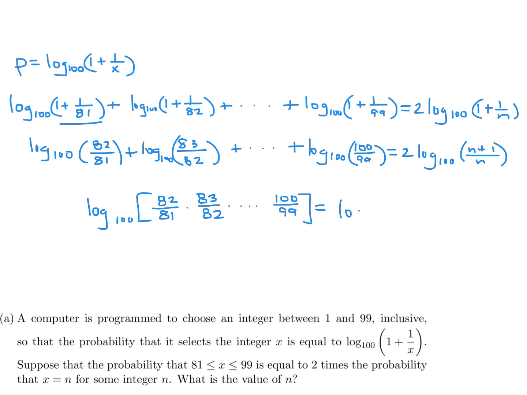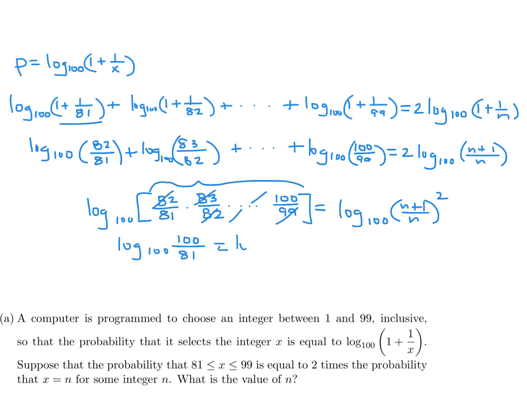And on this side, I can use log rules and put that 2 as an exponent like that. Okay. All right, so the good news here is if you look at this in here, this cancels with that, that will cancel with that, and then eventually that will cancel with that. That's just very straightforward. So the only thing we're left with is therefore 100 over 81, log base 100. And this is log base 100 of n plus 1 over n all squared. So that means that this guy is the same as this guy. So that means 100 over 81 is equivalent to n plus 1 over n all squared.